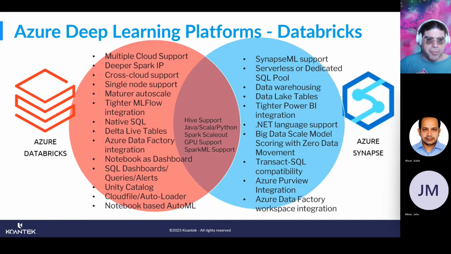Here's a little thing I came up with and updated recently as I got some more experience with Databricks, looking at the differences between Synapse and Databricks as an example here.